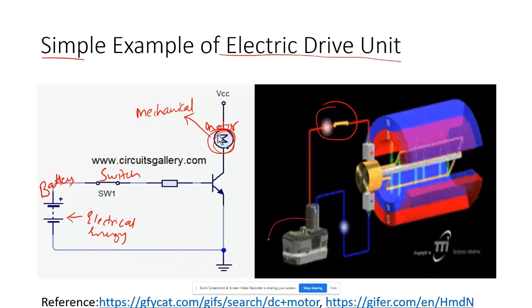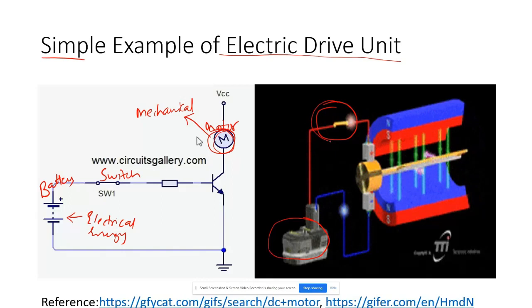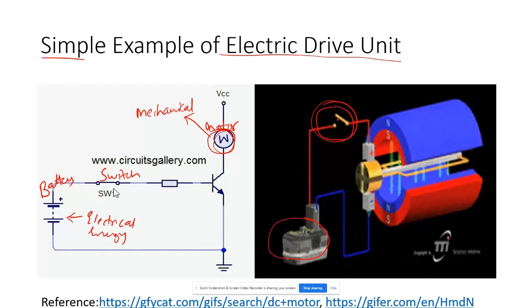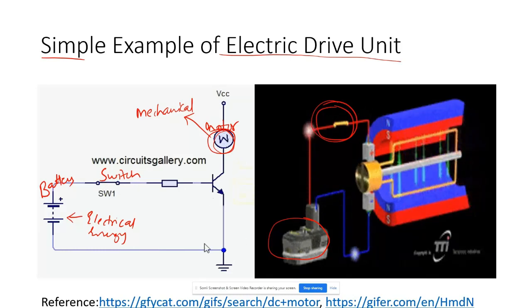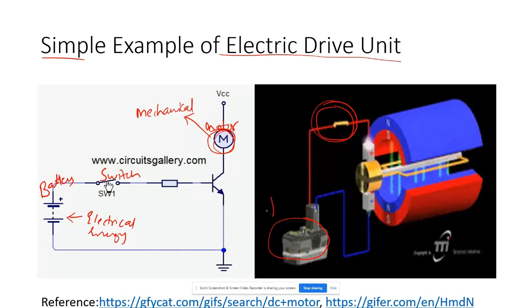So this is just a simple illustration of a basic electric drive unit that can be constructed with the help of a battery, a switch, and a motor. By a switch, I mean not a mechanical switch, but an electronic or electrical switch. So this combination can drive the vehicle without any fuel, but only with electrical batteries. So that is the reason we are here today.